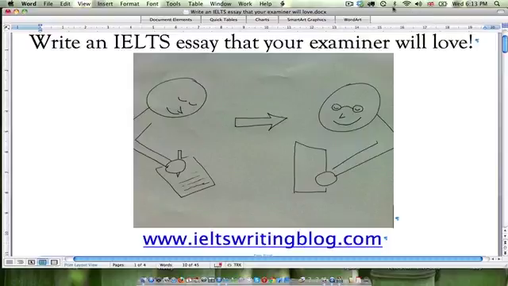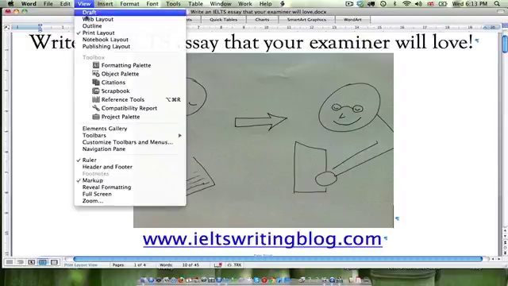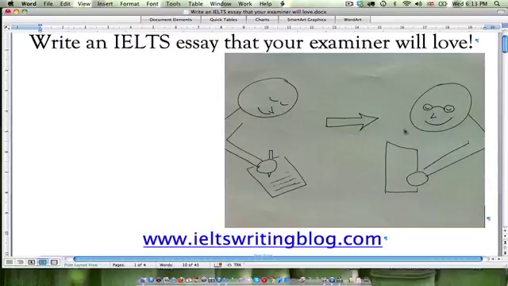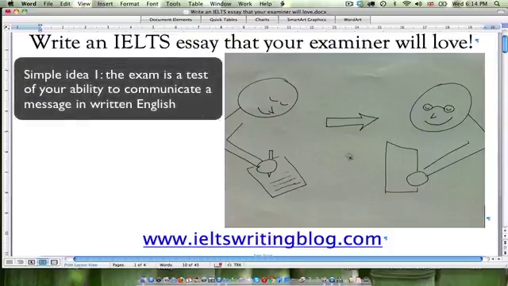On the screen, you see a very simple graphic, and this simple graphic is going to help me explain two very simple ideas. The first simple idea is a fundamental definition of what the written IELTS is all about. On the left, we see a generic IELTS exam taker, and on the right we see a generic examiner. Fundamentally, the IELTS is a test of your ability to communicate a message in written English. That is simple idea number one.